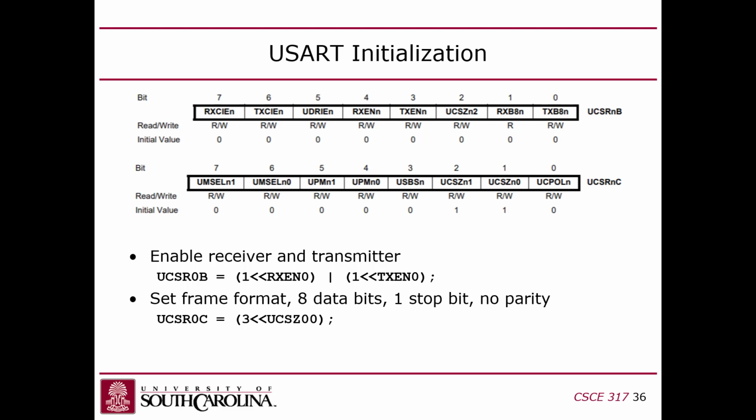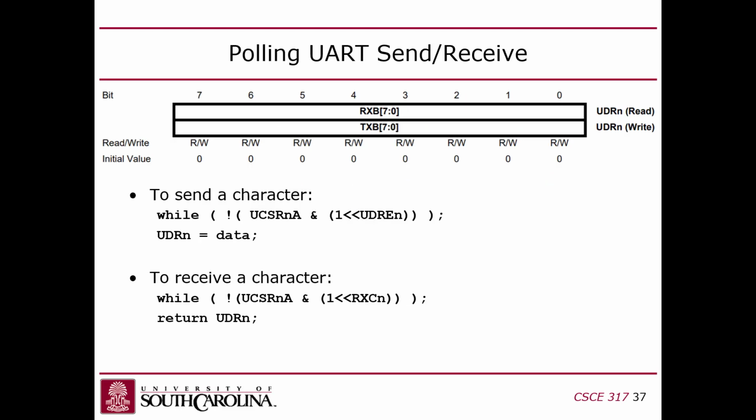Set the frame format: 8 data bits, 1 stop bit, no parity. Those settings just happen to be in control register C. So we set control registers B and C there. Same thing, I zeroed out the other bits. And then to send and receive, there's UDR, which is a register you can read or write.